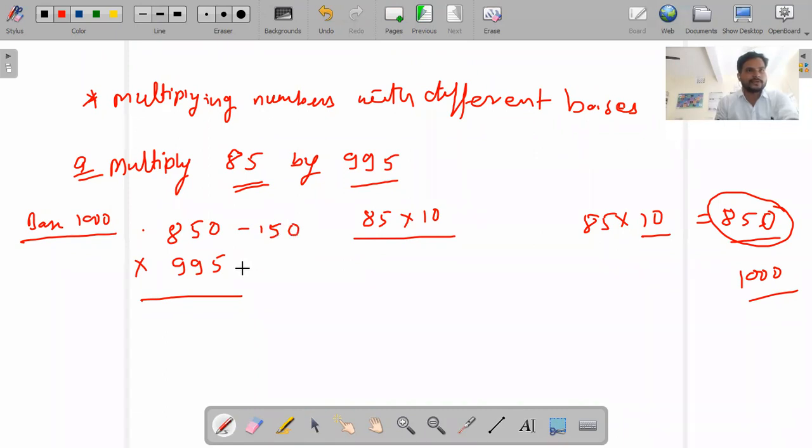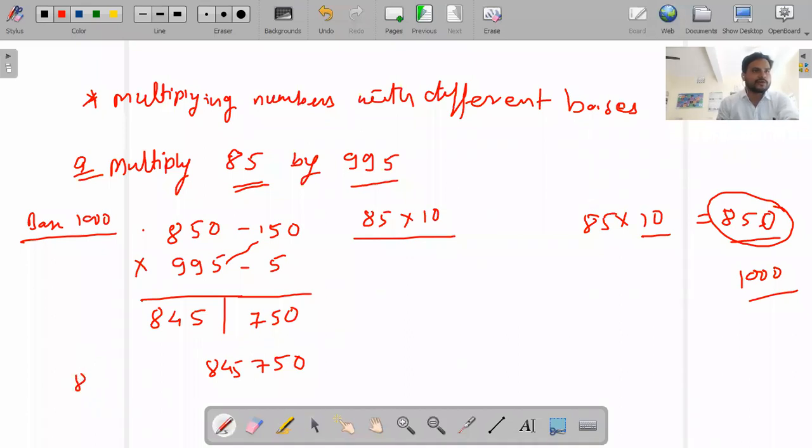150. And what about this one? Minus 5. So the multiplication will be 750. Now how many digits are there? There are 3 digits, 7, 5, 0 here. Now do the subtraction here. Instead of adding these two, you can subtract these two, because 5 is there. You can get the answer easily. That will be 845. Now what is the answer here? 845750.